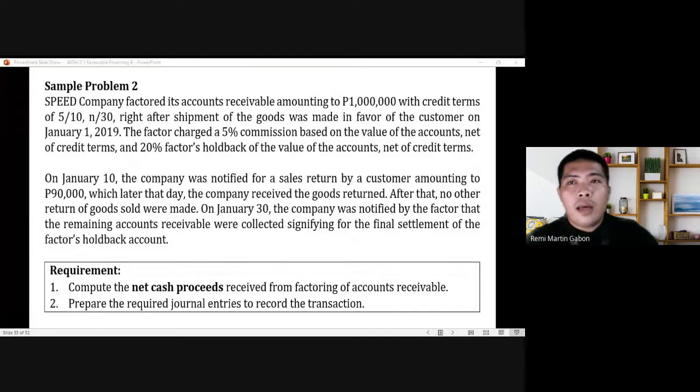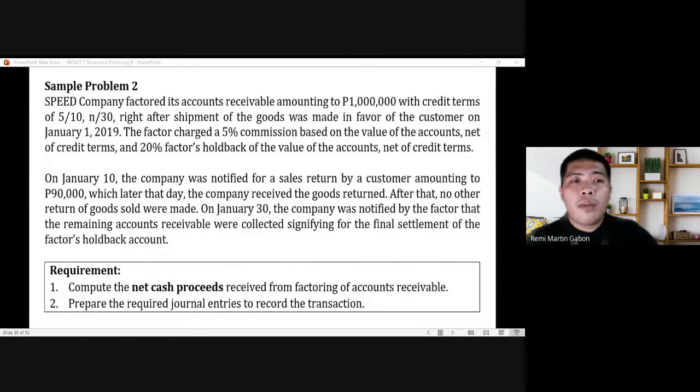Now, factoring also involves the factor setting up a so-called factors holdback. Usually, the type of factoring where the factor sets up a factors holdback account is a continuing agreement. What's the reason of factors holdback? Ano yung purpose ng factors holdback? Factors holdback account is an asset, for example, in this problem, to Speed Company but a liability to the factor company. Okay?